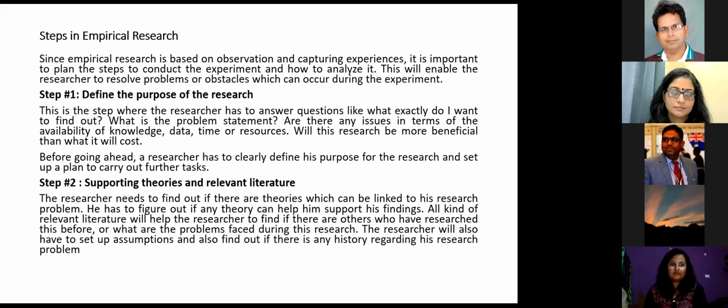So what is the problem statement? What am I going to find, why am I doing this research and for whom? What are the things I am going to find out? Are there any issues in terms of the availability of knowledge, data, time or resources? And will this research be more beneficial than what it will cost? Before going ahead, a researcher has to clearly define his or her purpose.